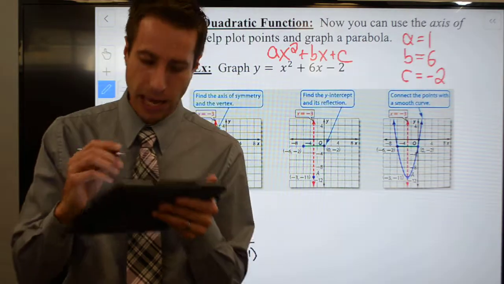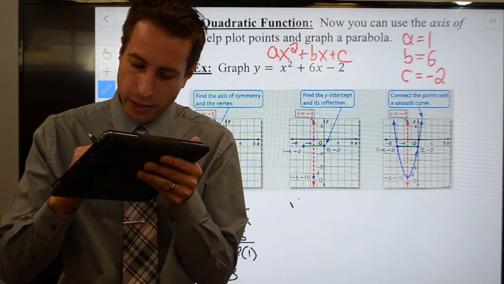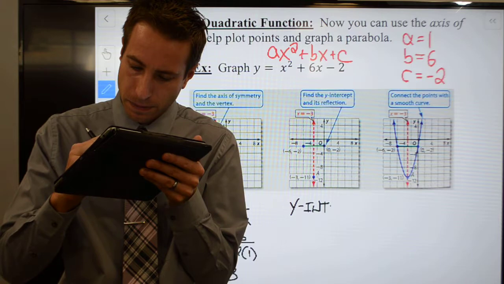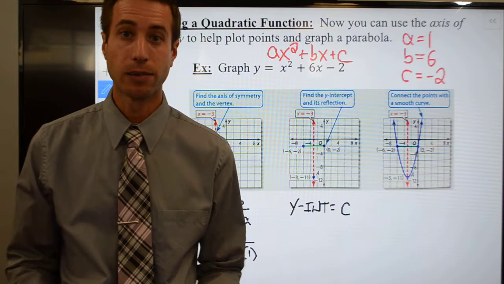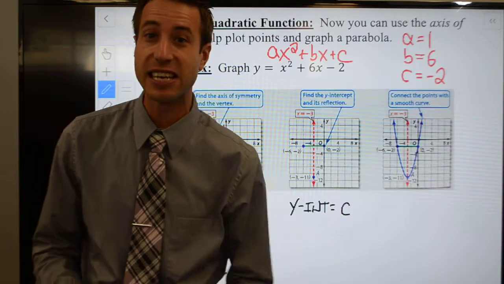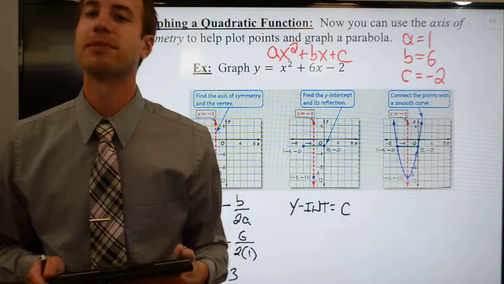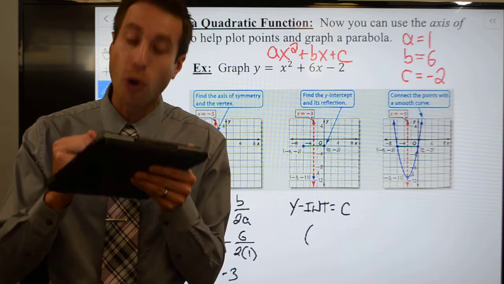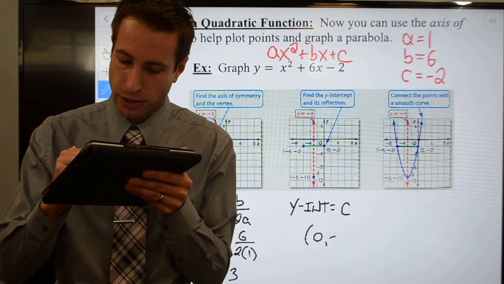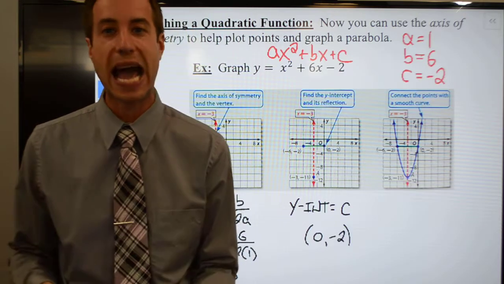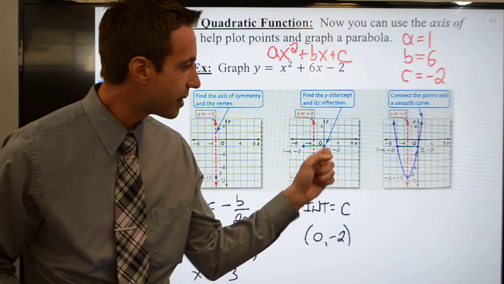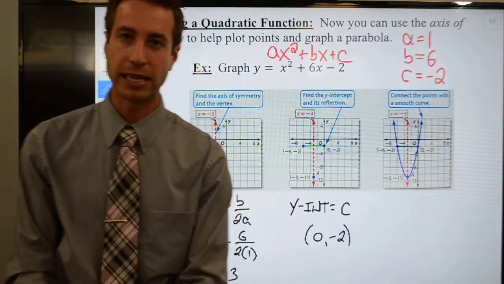Well, remember from the table above, we know that the y-intercept is equal to c. Well, we found c, right? We pulled c out of my quadratic already. We know that it's a -2. So my y-intercept is going to be at -2, and remember the point x comma y, so 0, -2, right? Because when you cross the y-axis, x is 0. And so I went ahead and I plotted that point for you, 0, -2.